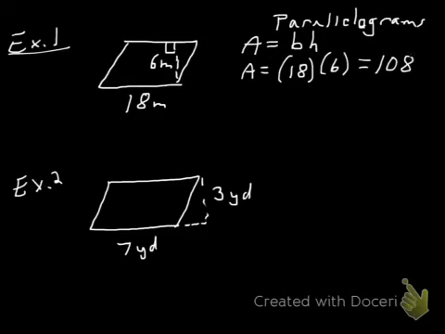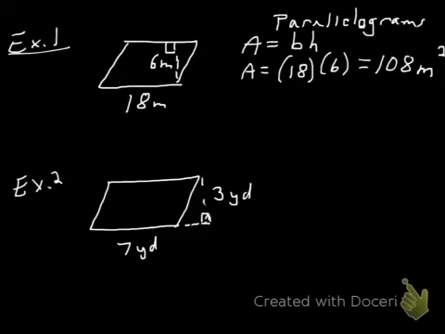Okay, we're finding the area, which remember finding the area is finding the amount of space inside it. All inside, not around the edges, but inside. And we always measure that in square units, meaning we put the exponent 2 with it. So 108 meters squared.